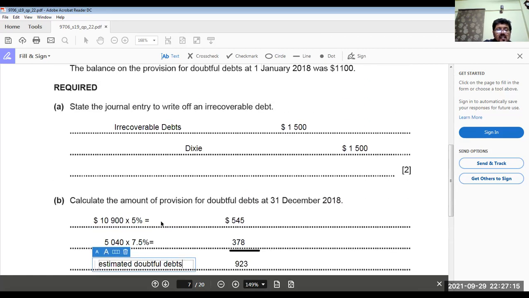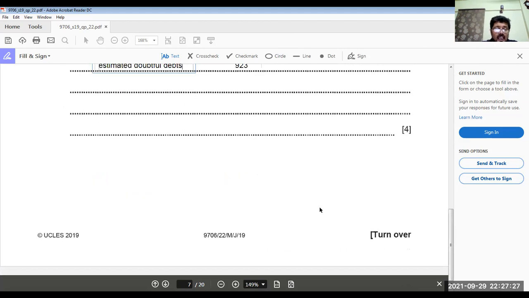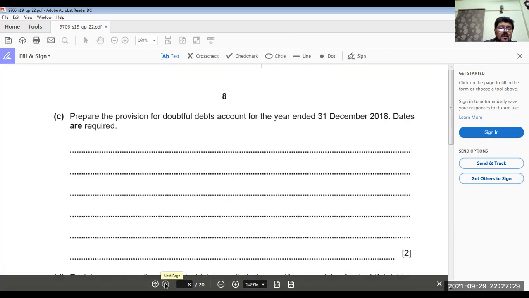Now, what they've asked is the amount of provision for doubtful debts at 31st December 2018. Yes, it is 923, because the estimated amount is always reported in the balance sheet. Now, if they've asked for the income statement, we have to adjust the amount.